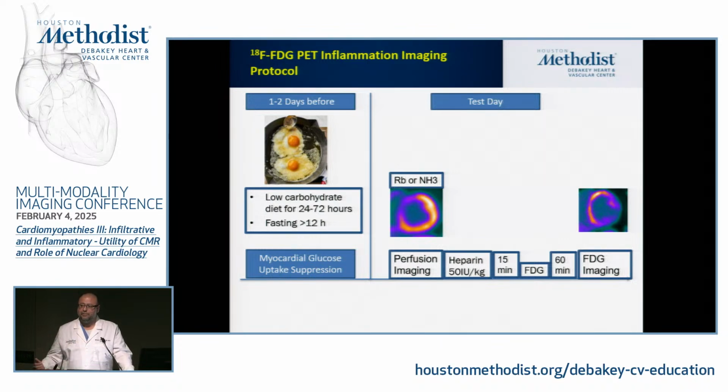Then we give them the fasting, and when they come to us, we do perfusion imaging, and we also use heparin. Heparin is not used at every site, but heparin promotes lipolysis. So if you give them heparin, there will be an increase in free fatty acid in the blood, and then we give them the FDG. If everything works fine, the myocytes should not take up any of that FDG, and now you're imaging specifically the macrophages and inflammatory cells.